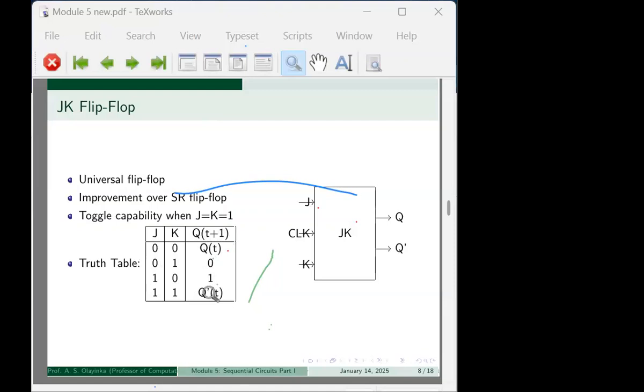So we can say that, based on the improvement we have on SR, JK has been able to overcome the invalid state that you have as an inherent part of the SR flip-flop, because there is no invalid state there. Rather than having an invalid state, it will now take you to the next available states.